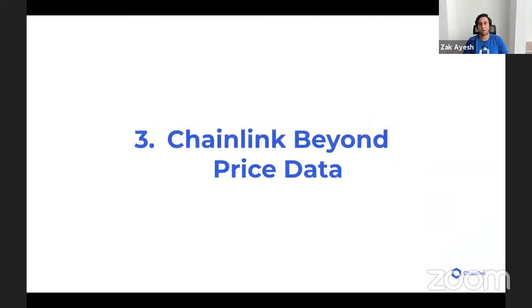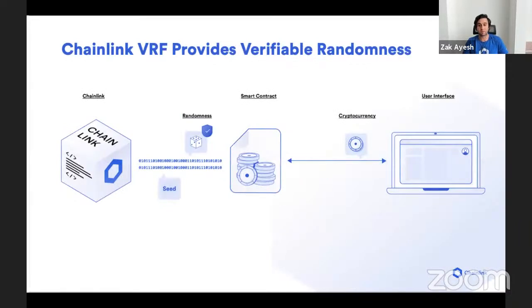So let's talk a little bit about Chainlink beyond just price data, because Chainlink, as I mentioned earlier in the hybrid smart contract section, can do a lot more. One popular solution is the Chainlink VRF, or verifiable randomness function. Essentially, the VRF brings provably random numbers onto the blockchain. You may be asking yourself, why can't I just have the blockchain generate those random numbers? Well, you can, but they will not be secure.